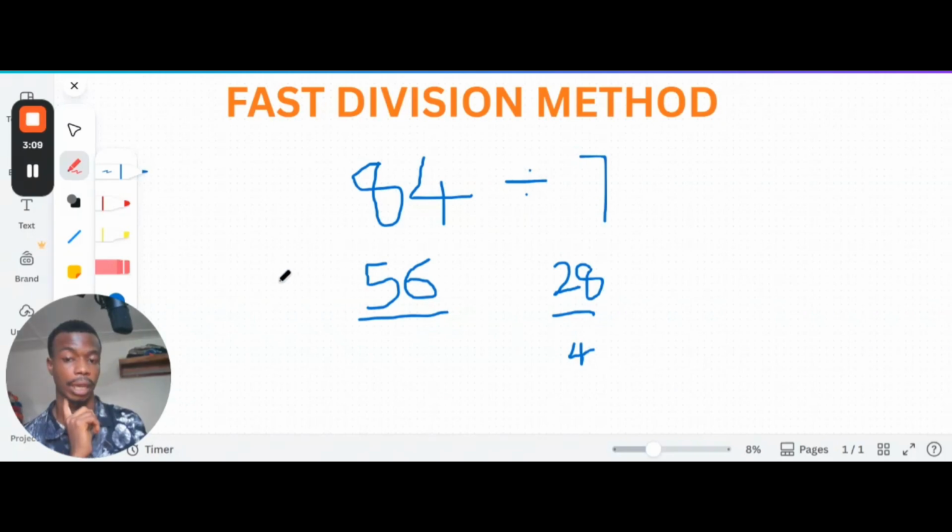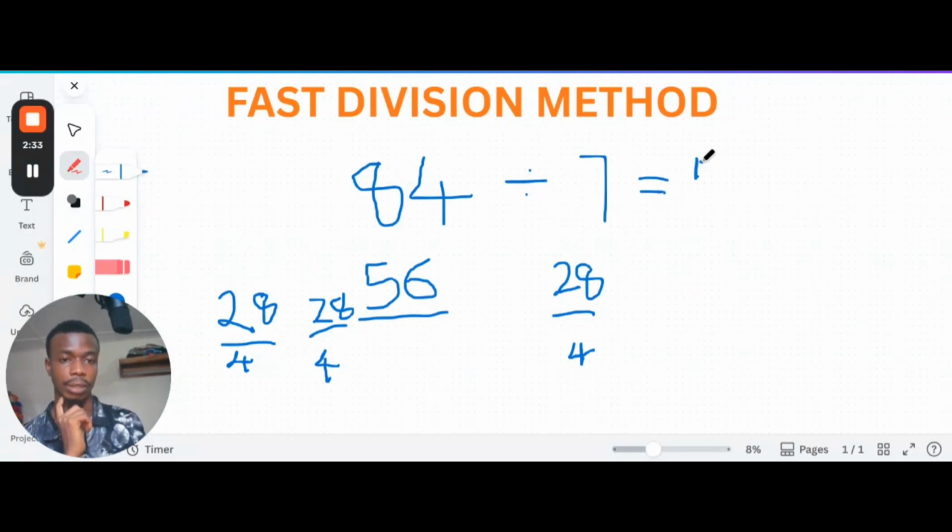Let's break this down again into 28 and another 28. 28 plus 28 is 56. So this becomes 4, and this also gives you 4. So 4 plus 4 is 8. 8 plus 4 is 12. 28 plus 28 plus 28 is 84. 4 plus 4 plus 4 is 12. That means 84 divided by 7 is going to be 12. You see? Breaking it down.